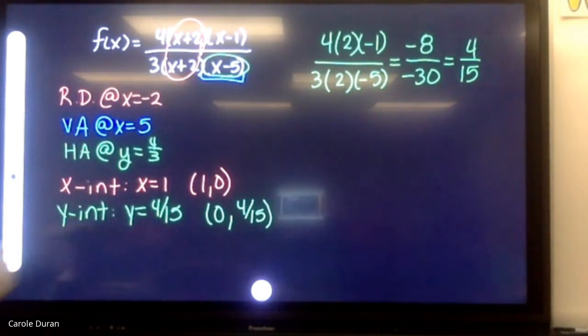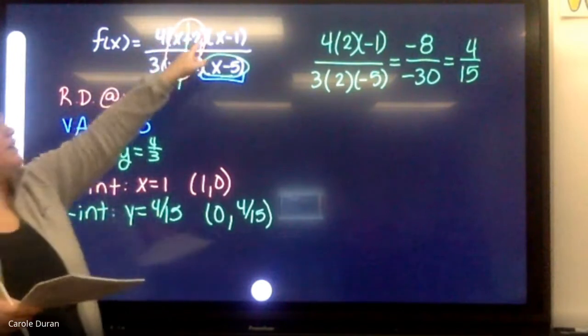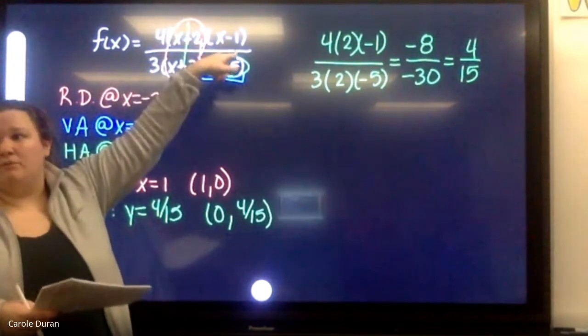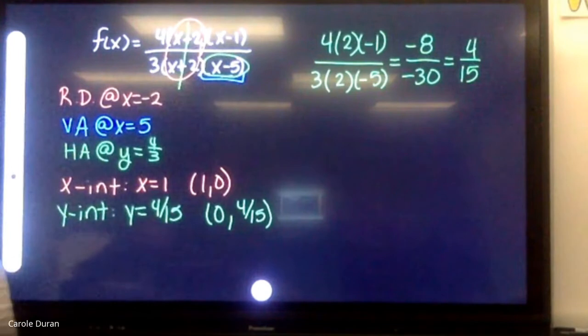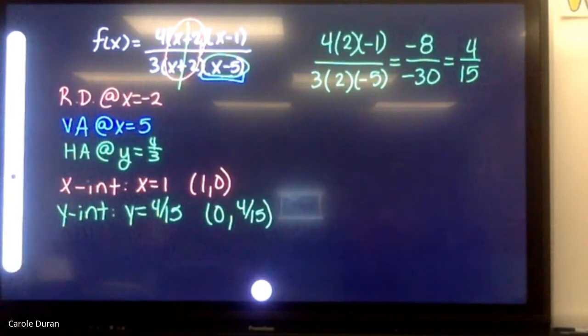What do you mean by any factors left? So after I took out my removable, what did I have left in my numerator? I had x minus 1. So that's how I found my x-intercept. Yes. Okay. Any other questions on that one?